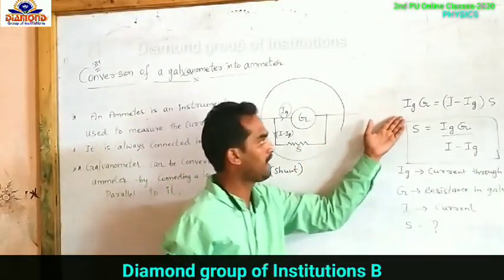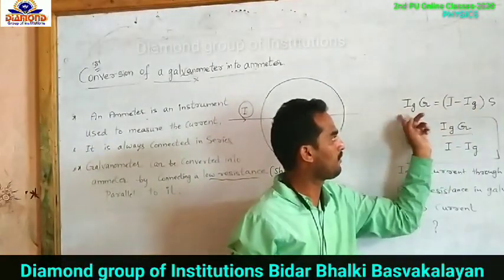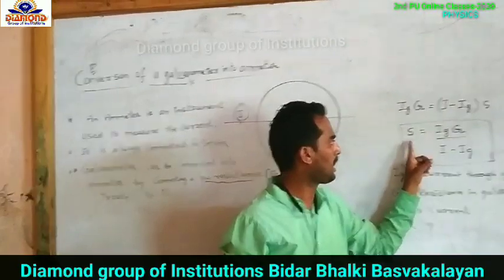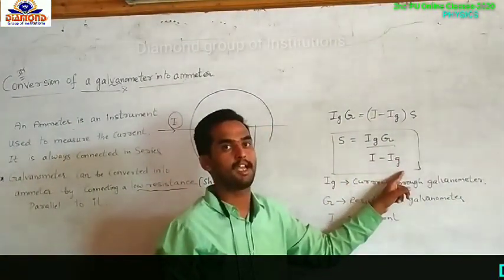Here Ig into G is one branch, and this is the second branch. We equate these two, and we get the answer: S equal to Ig into G divided by I minus Ig.